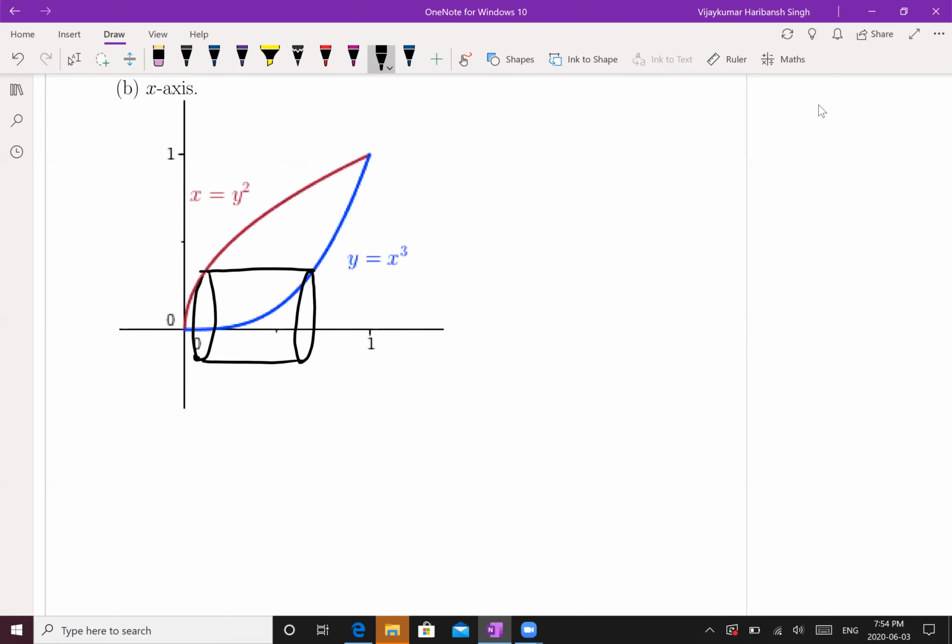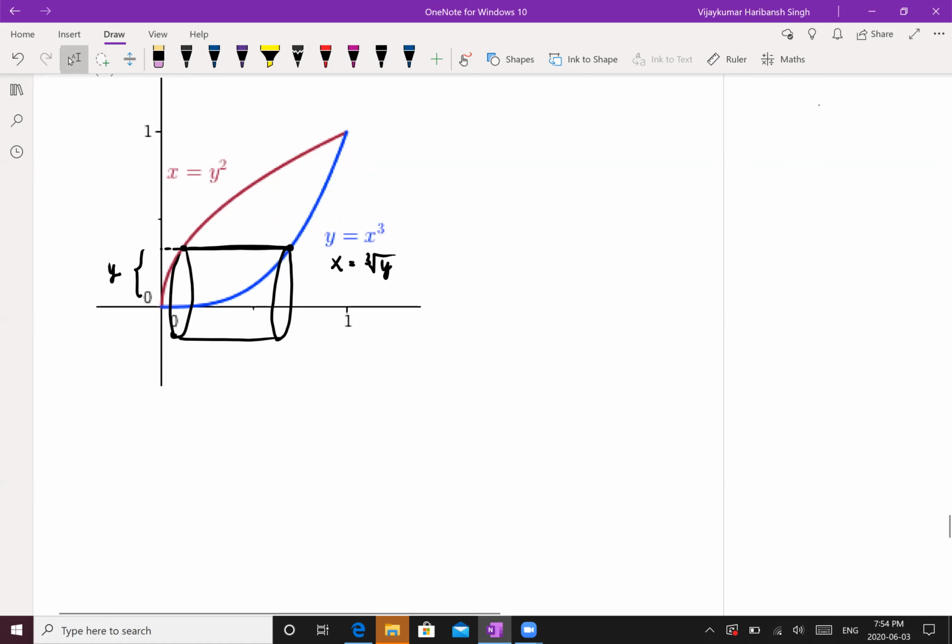So in this case, this is your y. Now you need to basically find out the value of this. This is the x value, but written in terms of y. So for the first one, you have y equals x cubed, or you get x equals the cube root of y. For the other one, you have x equals y squared already. So what do we get in this case?